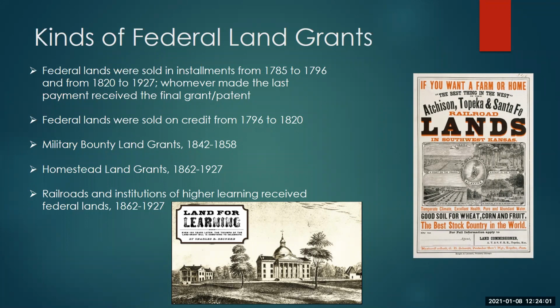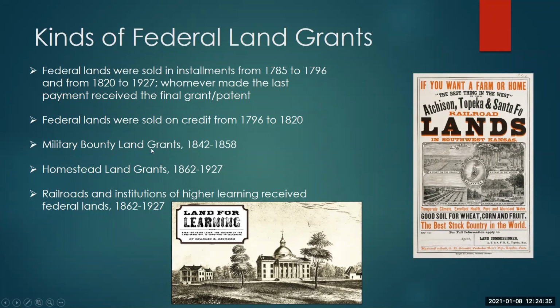That's where you get these ugly disputes when somebody dies or somebody sells their right to the land. And then there's a big argument over who is going to be allowed to make the final payment and to get the land grant. All right. Then there were federal lands that were sold on credit from 1796 to 1820. The Bureau of Land Management is still putting those records into its system.